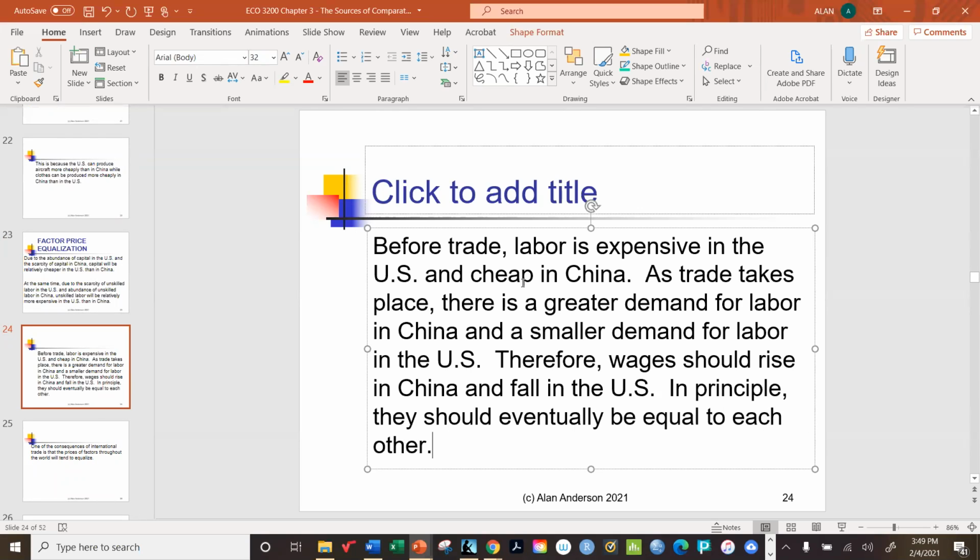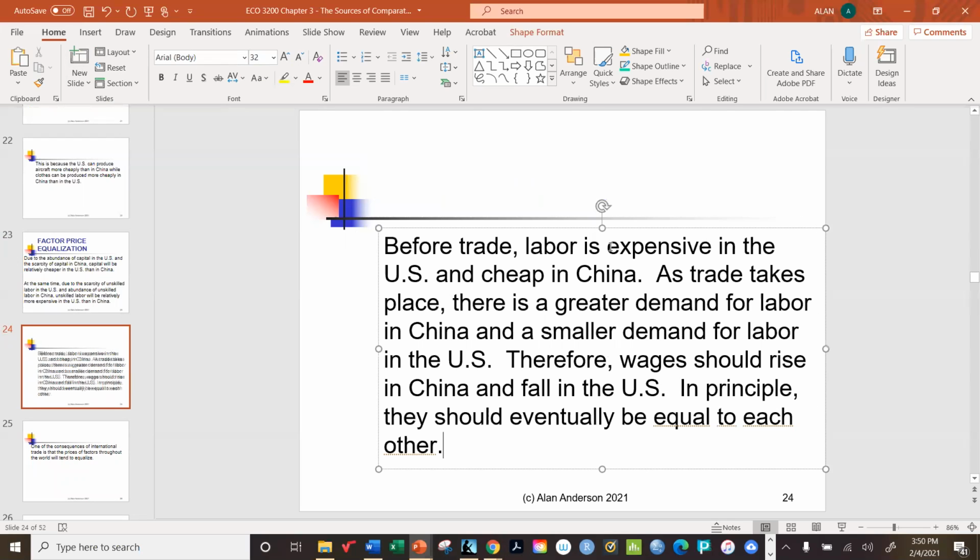All right, so that's what the theory is telling us. It's not only the fact that these factors are determining who has comparative advantage, but the fact is that if trade keeps taking place, the discrepancies in wages and other factor payments should shrink over time. Okay, so that would be one of the consequences of international trade, which is based on comparative advantage.